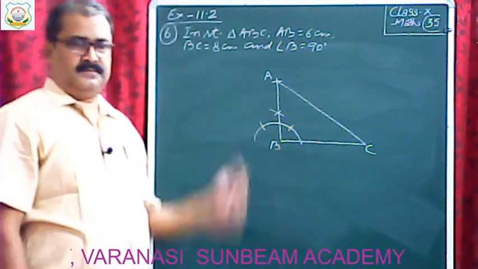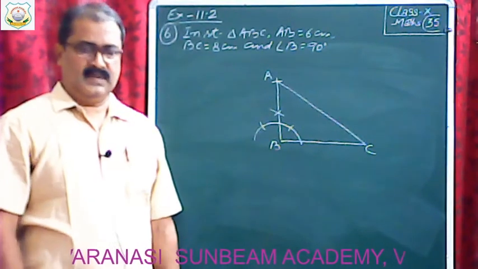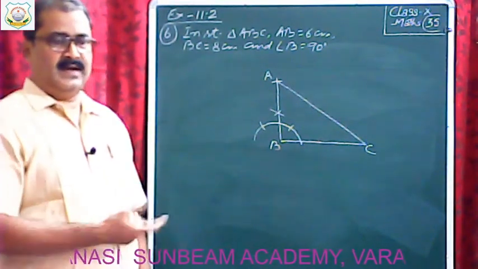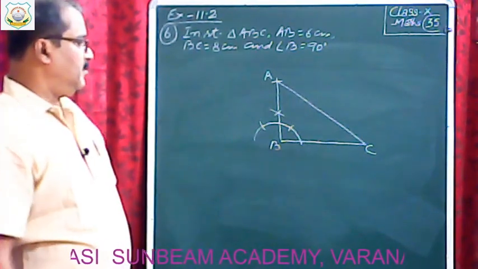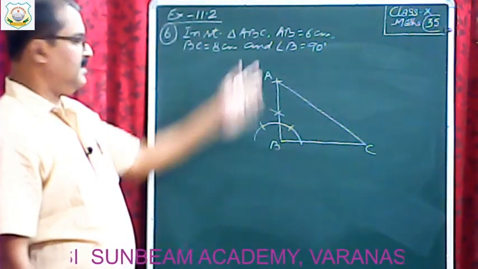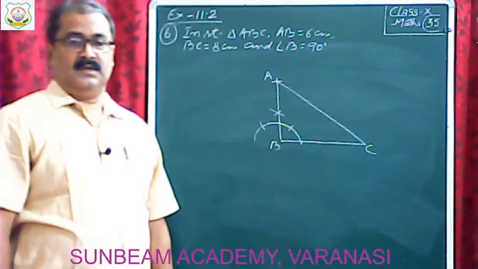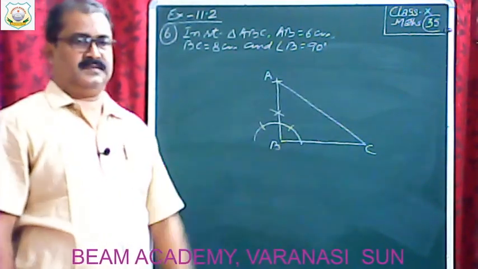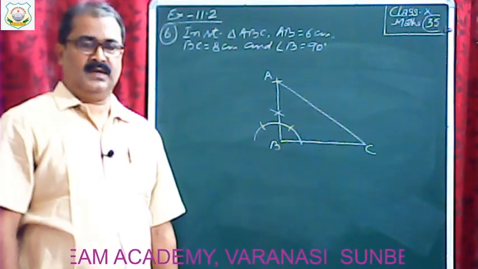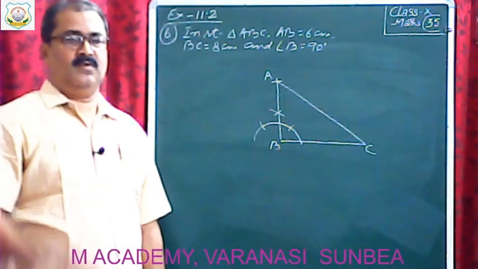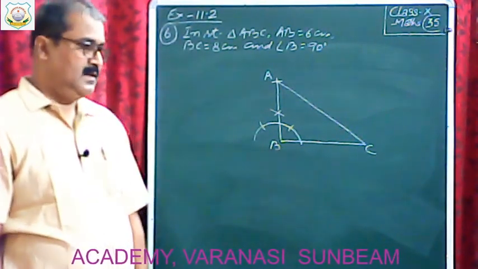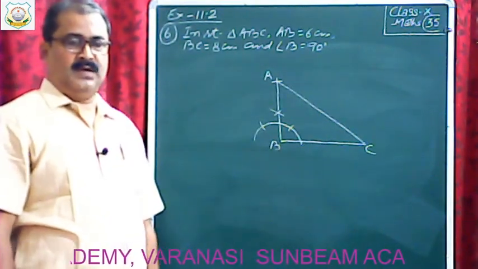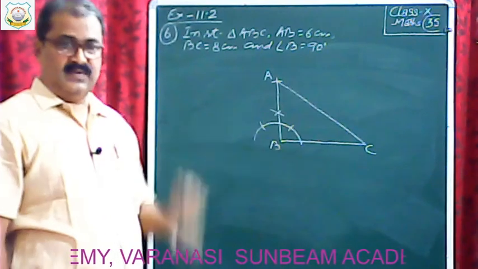Okay, this triangle ABC, we get a right triangle, right angled at B. BC is 8 centimeter, AB is 6 centimeter. Thereafter, you have to draw perpendicular from B to AC. You have to draw BD perpendicular to AC. B is an external point. You have to draw a perpendicular from an external point to a given line segment.